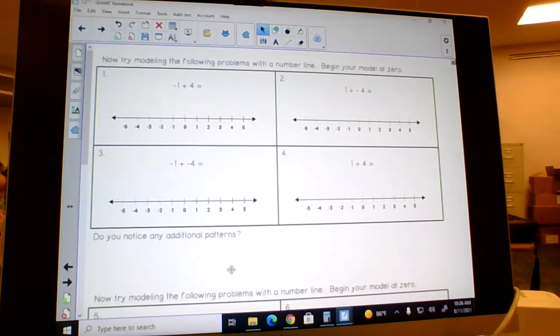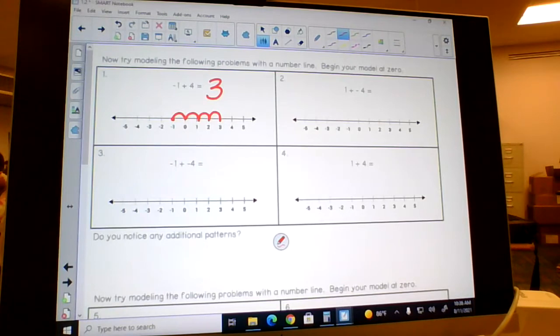Okay, so we're starting at negative 1. So I will put a dot on negative 1, right here. And I'm adding 4 to it. So which way on a number line would I move if I'm adding 4? To the right. So I'm going to count: 1, 2, 3, 4. So negative 1 plus 4 is 3.